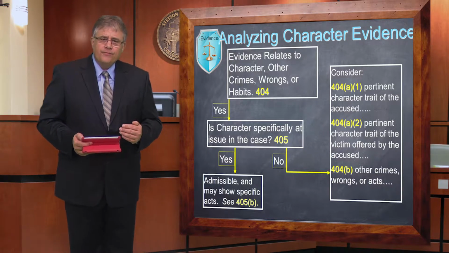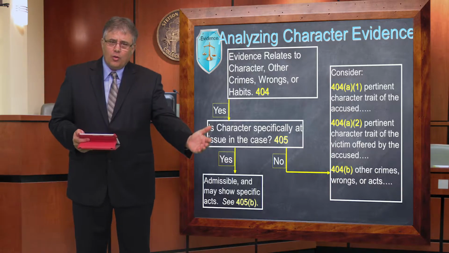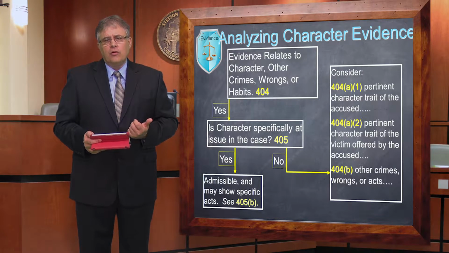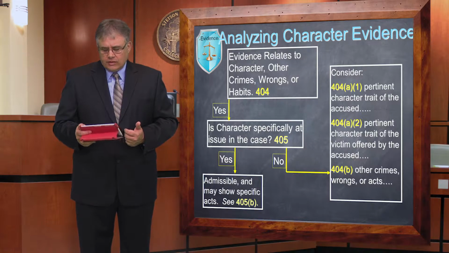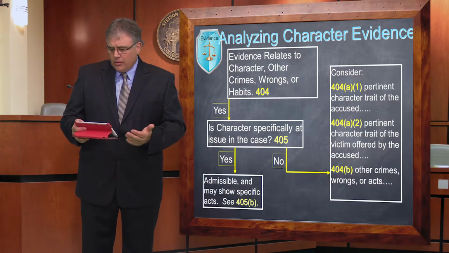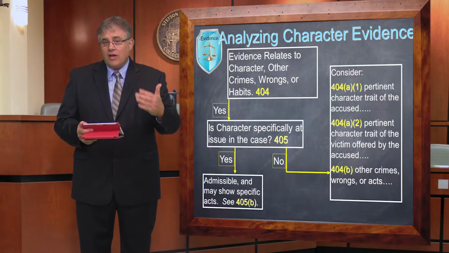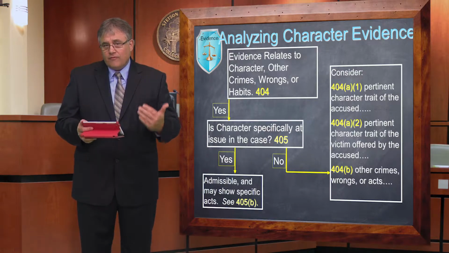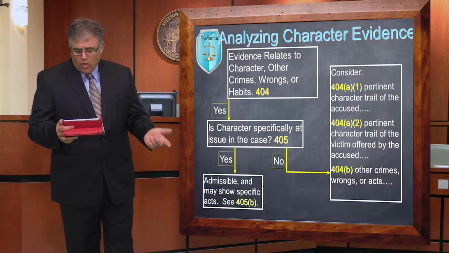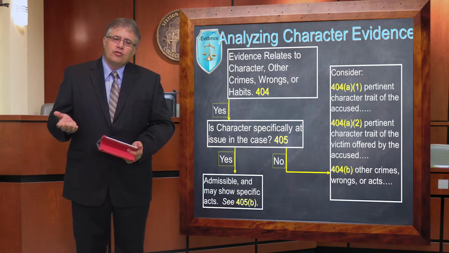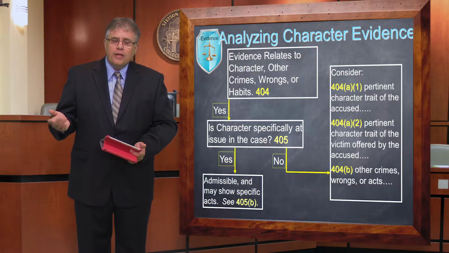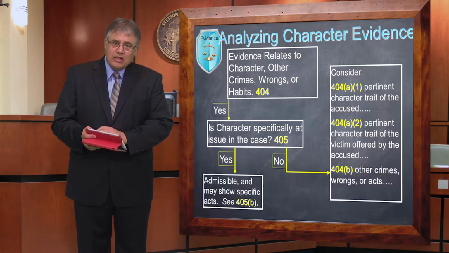If they do, there are two ways that the accused can open the door, and then there's one way that the state can open the door based upon a non-character theory of relevancy. And you'll see those outlined over here in this box. It's 404A1, the pertinent character trait of the accused; 404A2, the pertinent character trait of the victim offered by the accused; and then 404B, other crimes, wrongs, or acts, often referred to as the non-character theory of relevancy, 404B evidence, if you will. So let's look at each of these in turn.